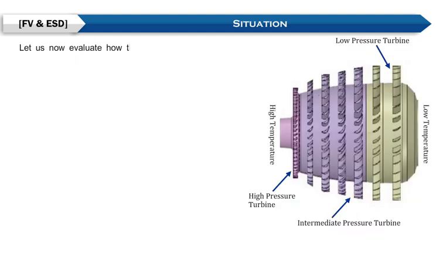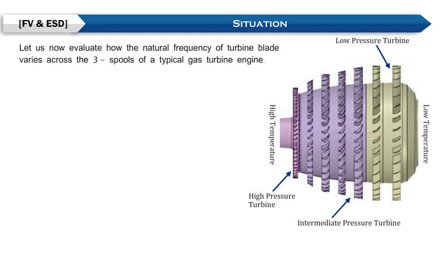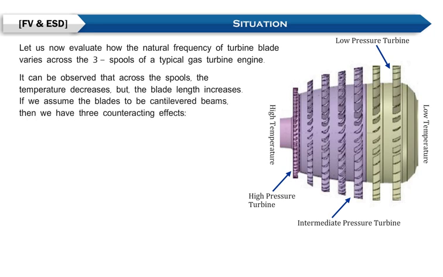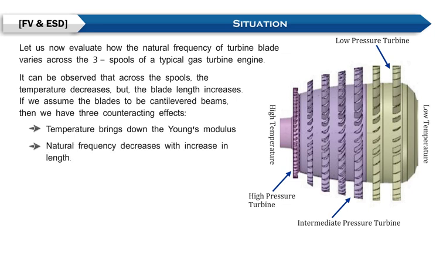Now, let's evaluate how the natural frequency of a turbine blade varies across the three spools of a typical gas turbine engine. It can be observed that across the spools, the temperature decreases, but the blade length increases. If we assume the blades to be cantilevered beams, then we have three counteracting effects. The temperature brings down the Young's modulus and hence the natural frequency. The natural frequency decreases with increase in length as it is inversely proportional to the root of cube of the length.